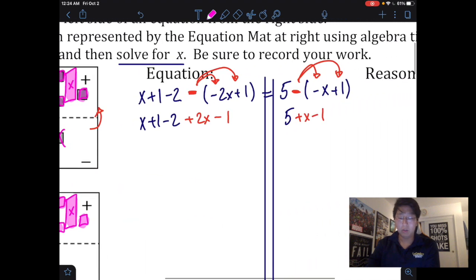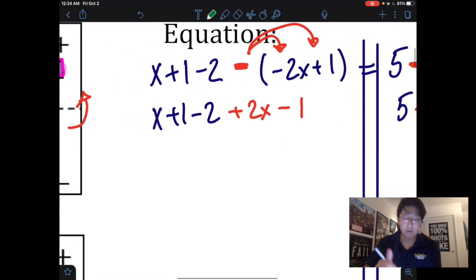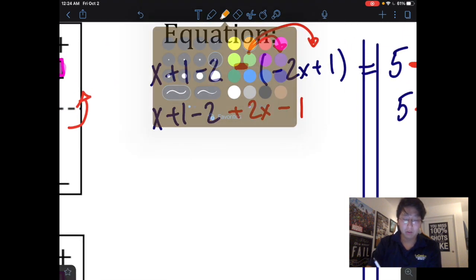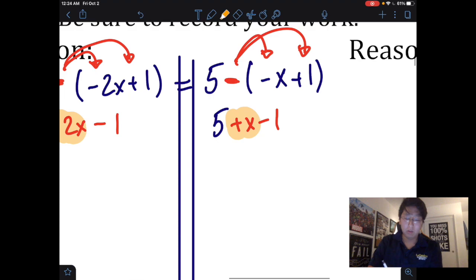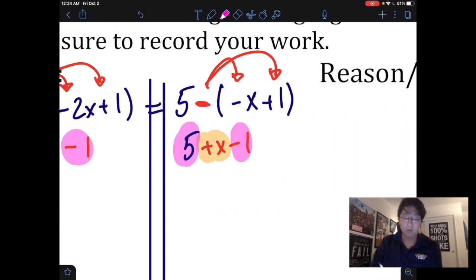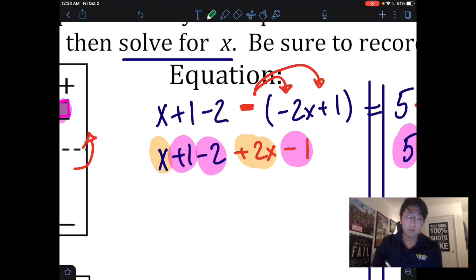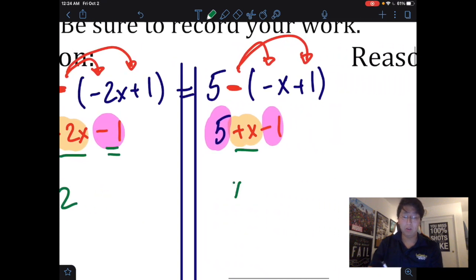Okay, the next thing we would do is we would combine like terms. So I'm gonna go ahead and highlight x plus 2x, and over here we have just x, and then the unit tiles plus 1 minus 2 minus 1, 5 minus 1. Let's go ahead and combine like terms. X plus 2x is 3x, plus 1 minus 1 negative 1, minus 1 is negative 2. Over here we have x, and 5 minus 1 is plus 4.